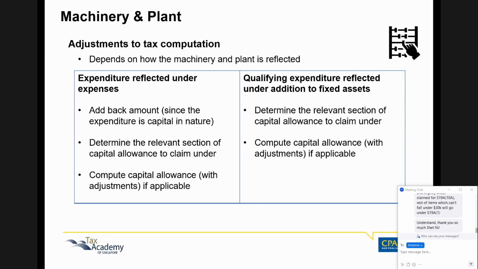Okay, so an important point to note is that if that capital expenditure is included under the expense, you need to add back. But let's say that capital expenditure is not reflected under expenses, but is reflected under addition to fixed asset, then no deduction has been claimed, right? So there's no such thing as adding back. You just need to determine whether I can claim CA? If I can claim CA, what is the amount of CA that I can claim?